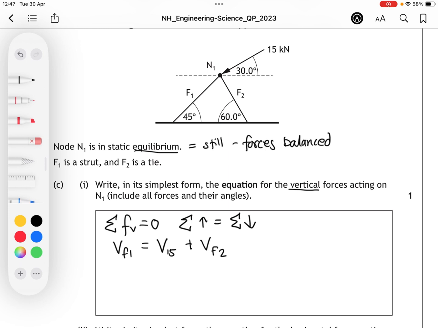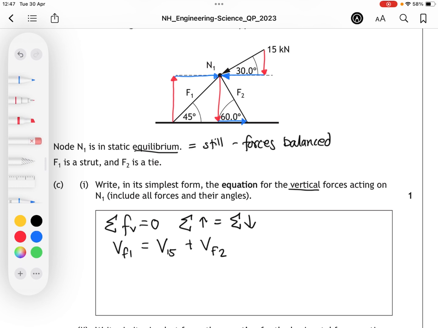Now if I look at the 15 kilonewton force, I have got a portion of that force acting down the way vertically. If I look at my F2 force, I've got a portion of that acting down the way vertically, and for my F1 force, I've got a portion of that acting up the way vertically. Now, if I look in terms of the horizontal forces, I've got a portion of the 15 kilonewton force acting horizontally. I've got a portion of my F2 force acting horizontally, and I've got a portion of my F1 force acting horizontally there.